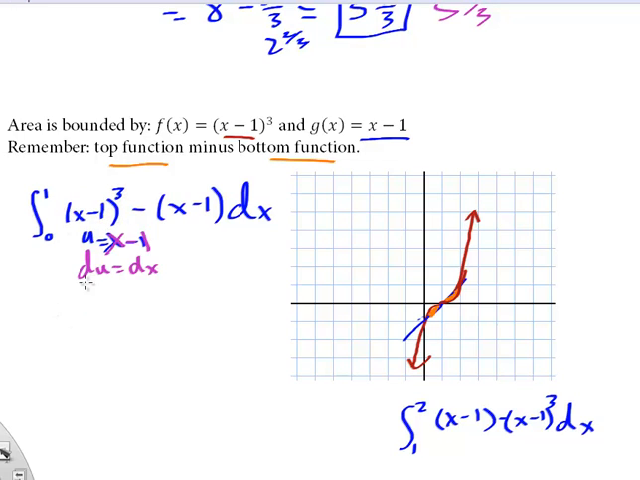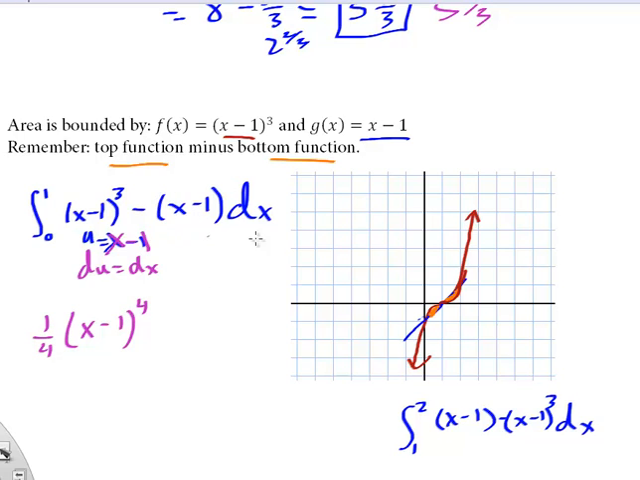I keep saying derivative. I apologize. Integration: when the derivative of the inside is 1, go ahead and take the integration of the outside as if there was just a u on the inside. So the integration of the outside is x minus 1 to the 4th: add 1 to the exponent, flip, and multiply.